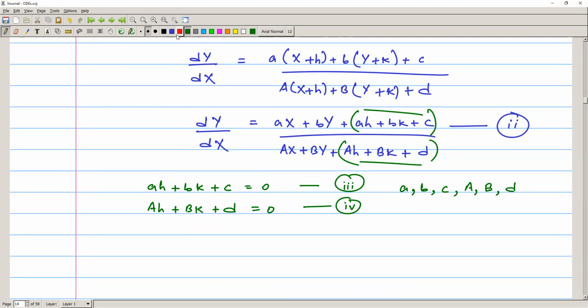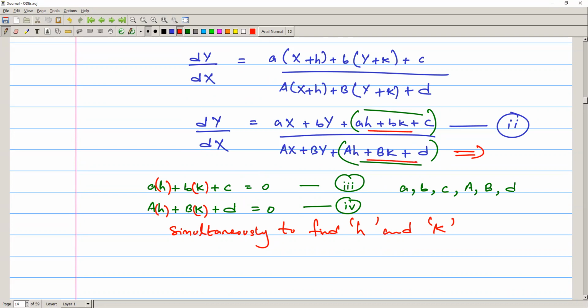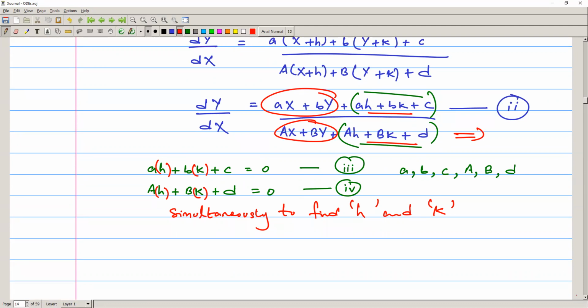But for h and k, we need to work them out, and we can use these two equations to solve for h and k, right? So we will solve these equations simultaneously to find h and k. When we find the values of h and k and plug them back into equation number 2, we will get 0 here and 0 here. Therefore we will be left with only these two terms, right? So then the equation will be homogeneous.